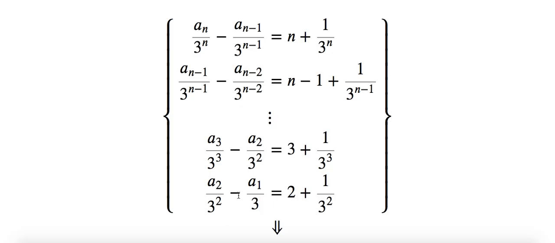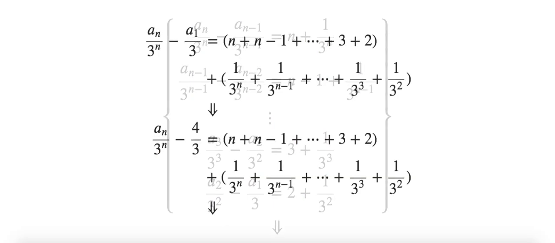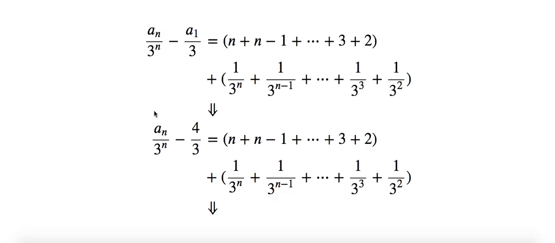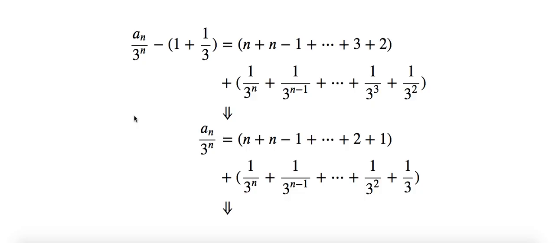Add both sides, taking the cancellations into account. Replace a sub 1 with its value 4, which is equal to 1 plus a third.